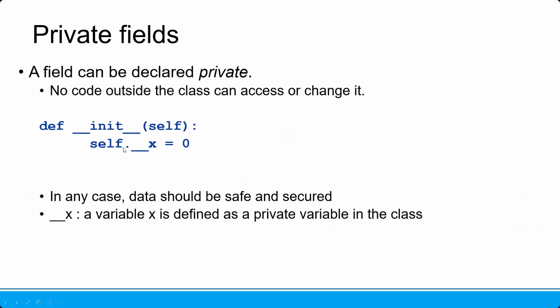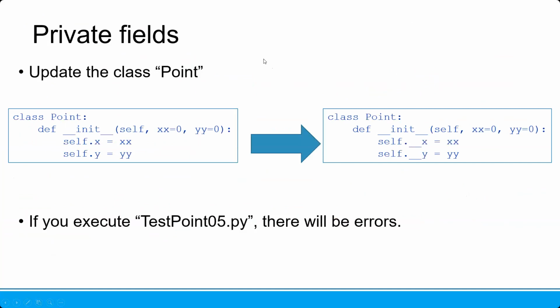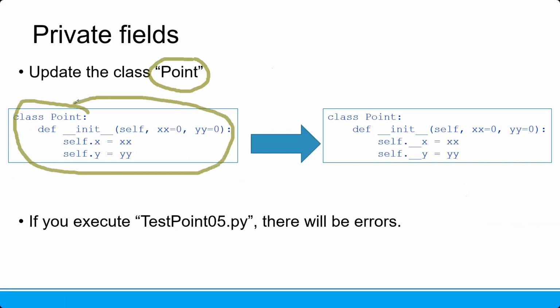Now let's look at the example. I'm still using the class Point. Now let's modify. This is the original point.py. We have self.x, we have self.y. So let's change the data into private by giving two underbars.